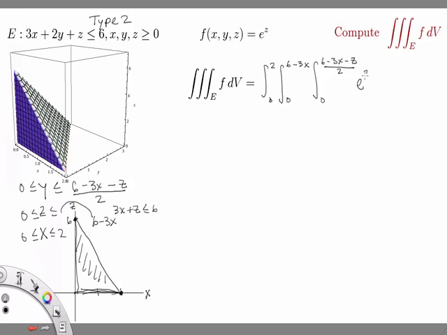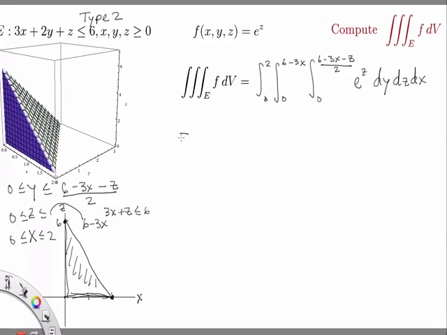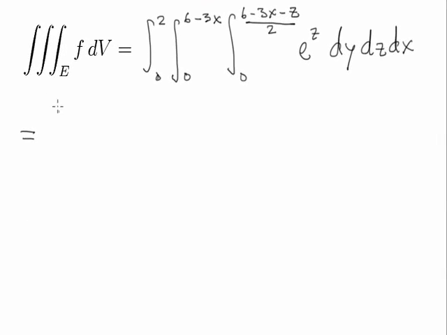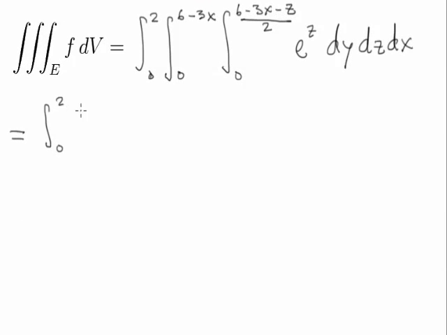Now we have our integrand e to the z. That doesn't change. And this time, because we've set up our integral in terms of y first, we're integrating dy and then dz and then dx. So this is a type 2 iterated integral because we're starting with y. Now we get into the single variable calculus. And the first thing we have to do is integrate this function with respect to y.